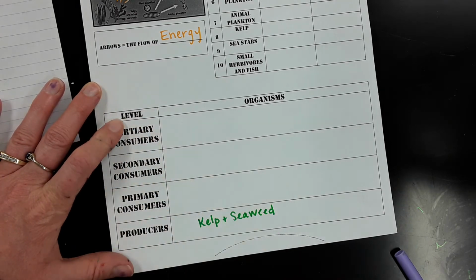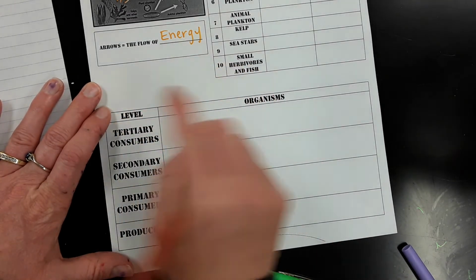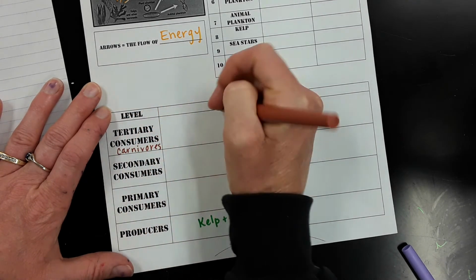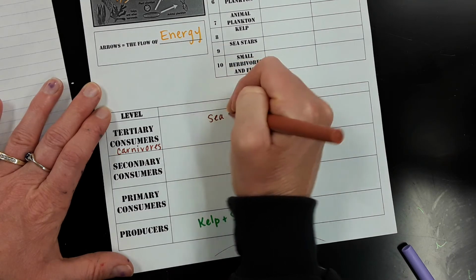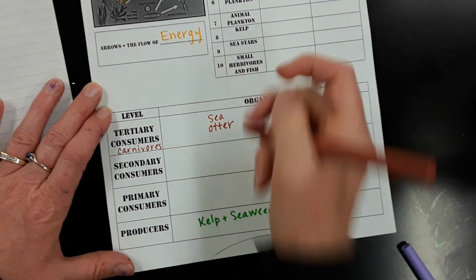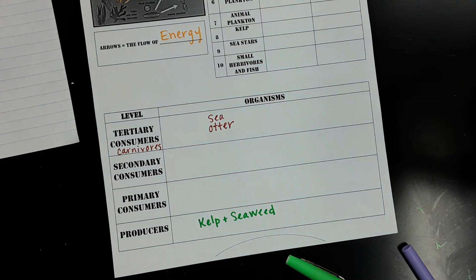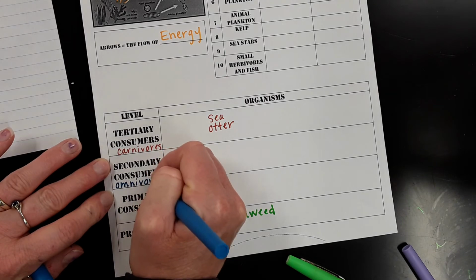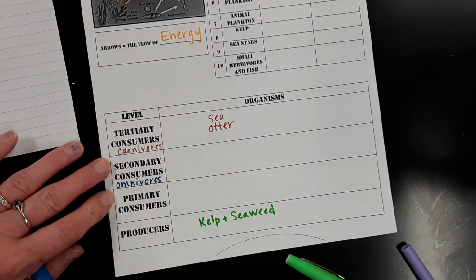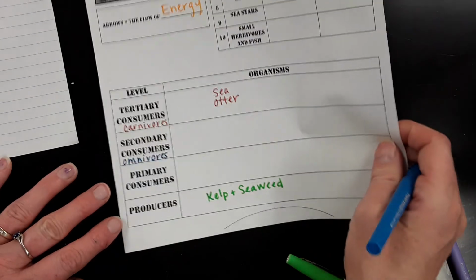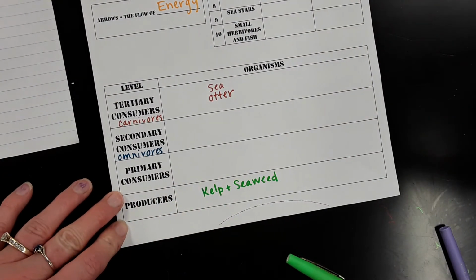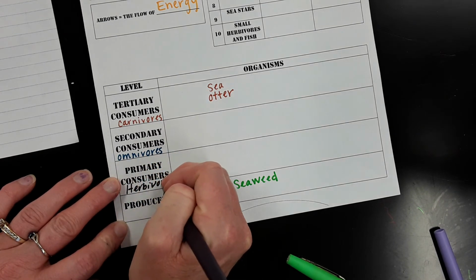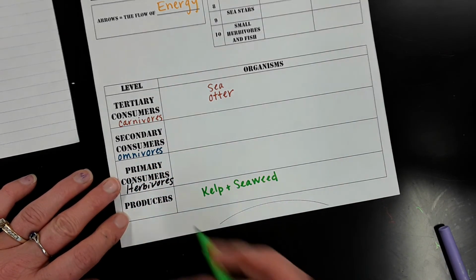The otter, he's at the very top, so he would be a tertiary consumer. So these are going to be mostly the carnivores. So up here we'll have our sea otter. Our secondary consumers typically, but not always, are the omnivores. For example, we're omnivores, but we're at the top of the food chain. And then the primary consumers, these are typically the herbivores. And then at the bottom we have the producers.